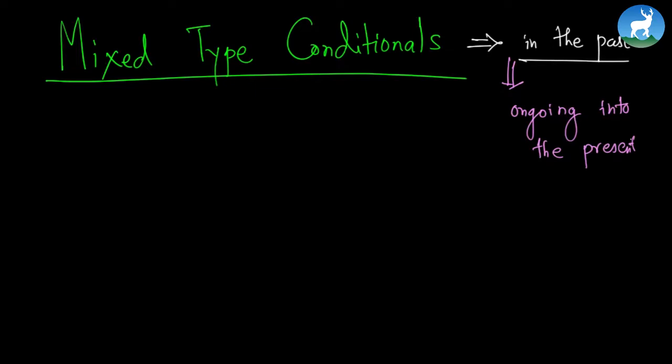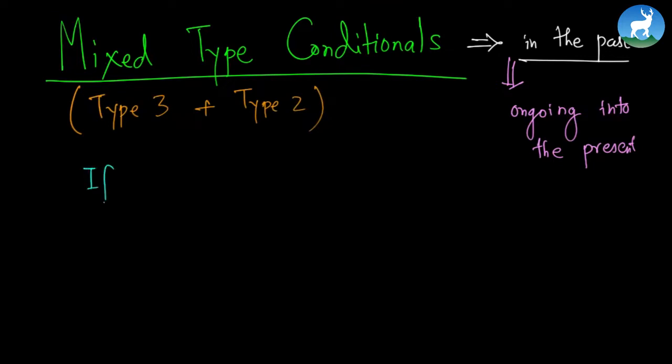The mixed type conditional is used to refer to an unreal past condition and its probable result in the present. In mixed type conditional sentences, the if clause uses the past perfect and the main clause uses the present conditional. So it is the mix of type 3 in the if clause and type 2 in the main clause. We'll see how that is done.